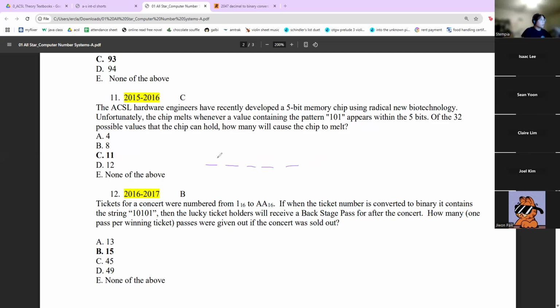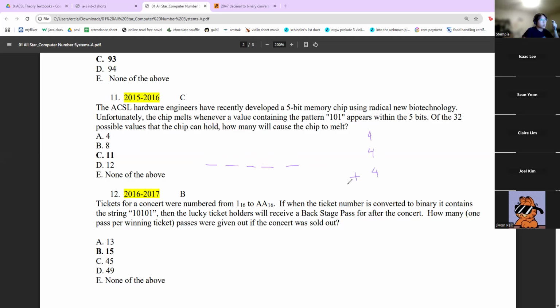Honestly, if you wanted to, you don't even need to do all this. You could just write out all 32 and then see which ones have 101. But basically, if we were to add 101 here, we have two asterisks, so that's a total of four. We have 101 in the middle, another two asterisks, that's another four. And then obviously 101 on the right-hand side is going to give us another four.